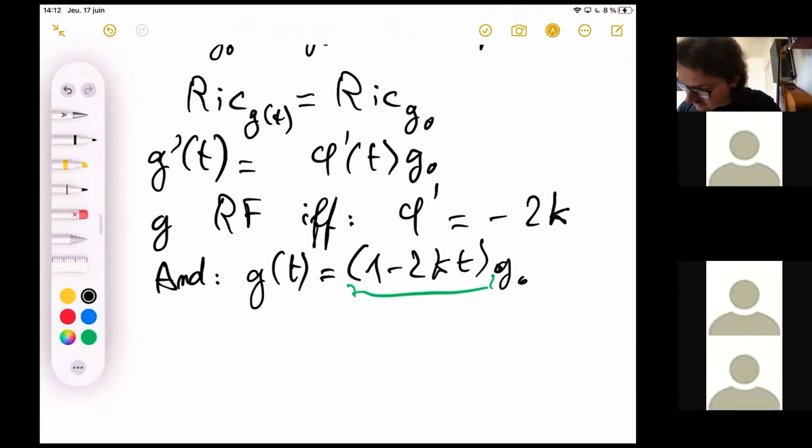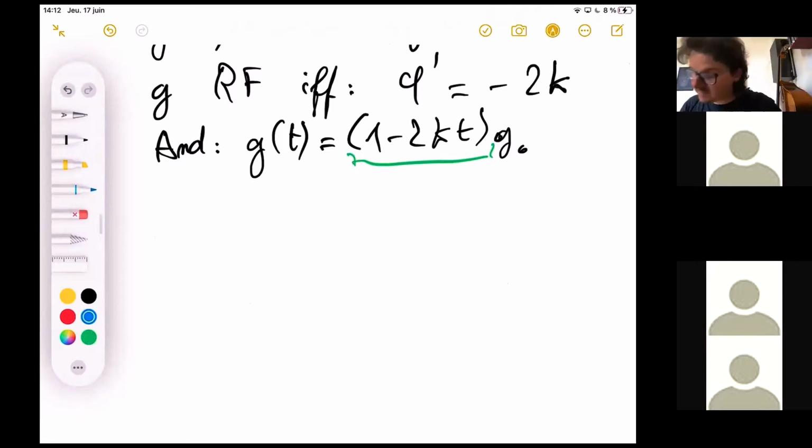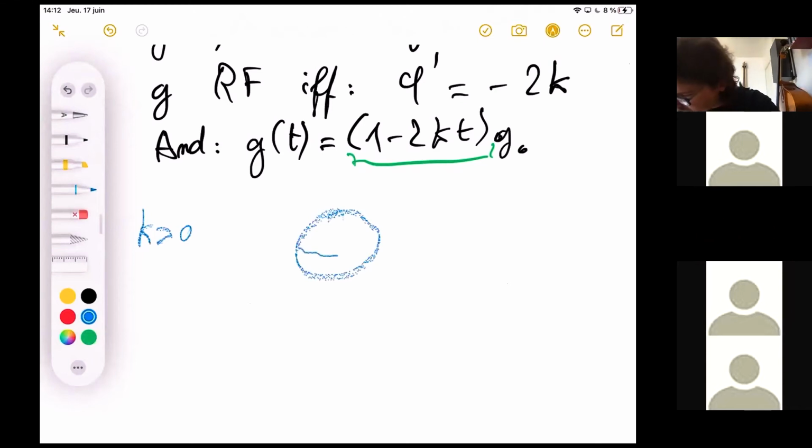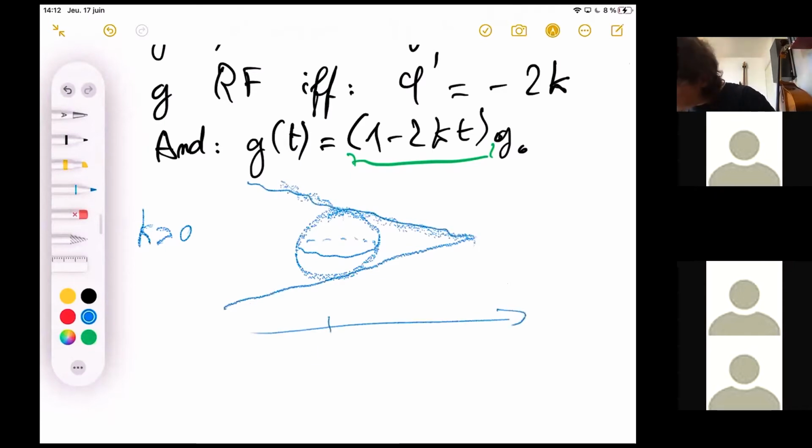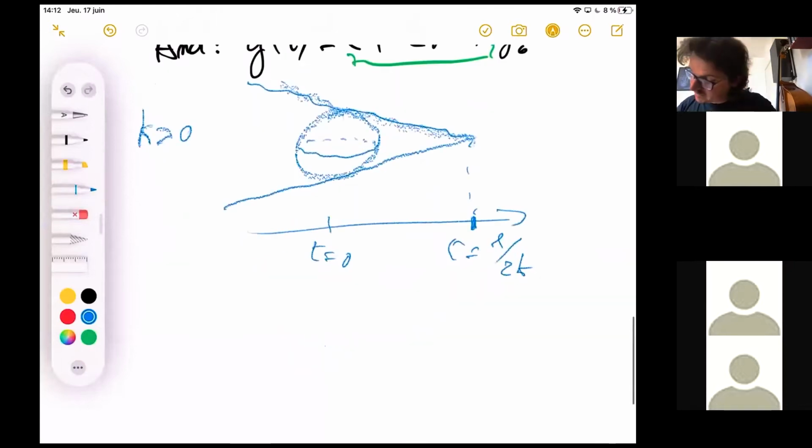So let's make pictures now. Assume k is positive. So if k is positive, what you have is a sphere. And so this factor will be strictly decreasing. So we will be shrinking linearly our sphere from t equals 0 to here, t equals 1 over 2k. So if k equals 0, we already knew what was happening.